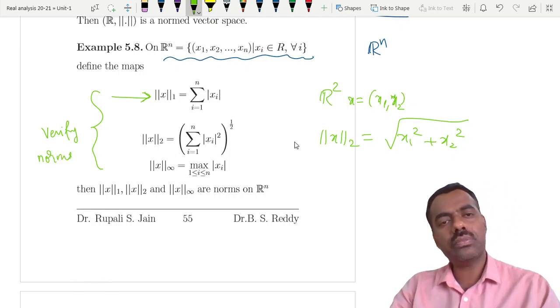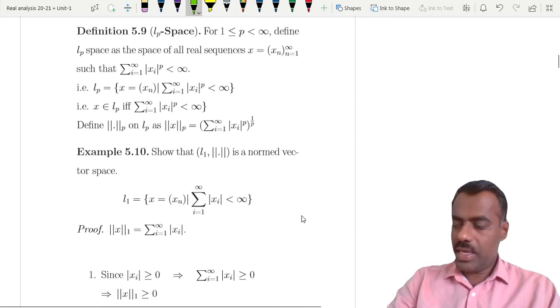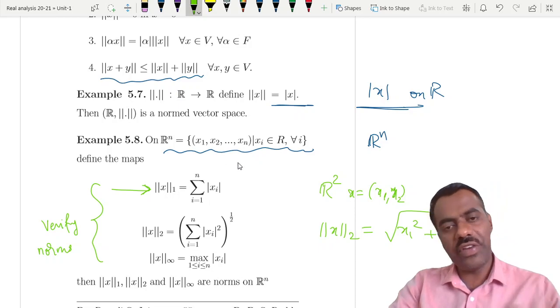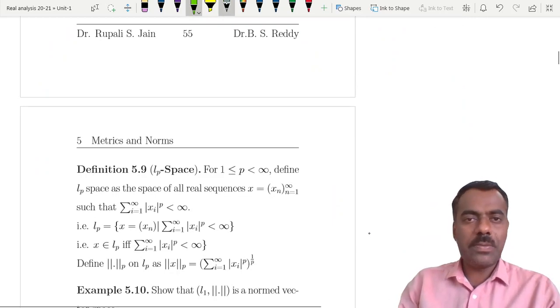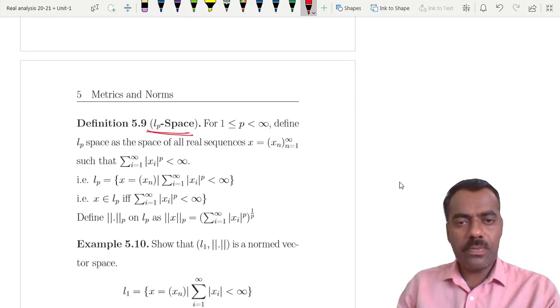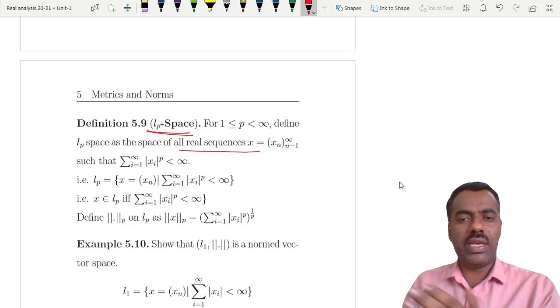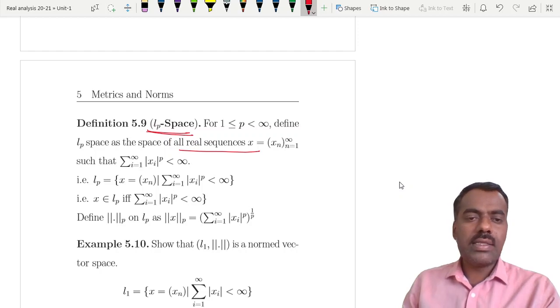It is not at all difficult to verify these things. Then, because it is Rn, you can have something like R infinity, that means you have an infinite tuple, or you can call it a sequence. That we define as the LP space. So you take p greater than or equal to 1, then define the LP space as the space of all real sequences x equals x1, x2, xn, and so on, where they satisfy this condition. That means the sum of mod xi power p should be finite.